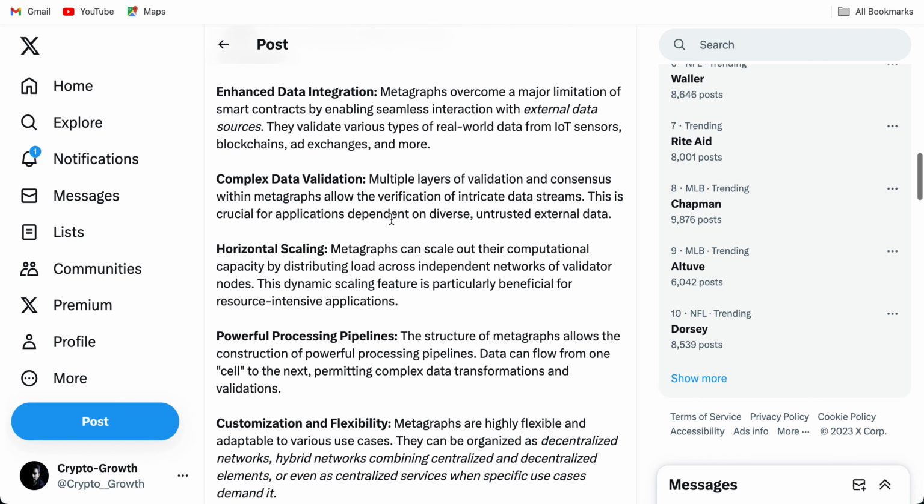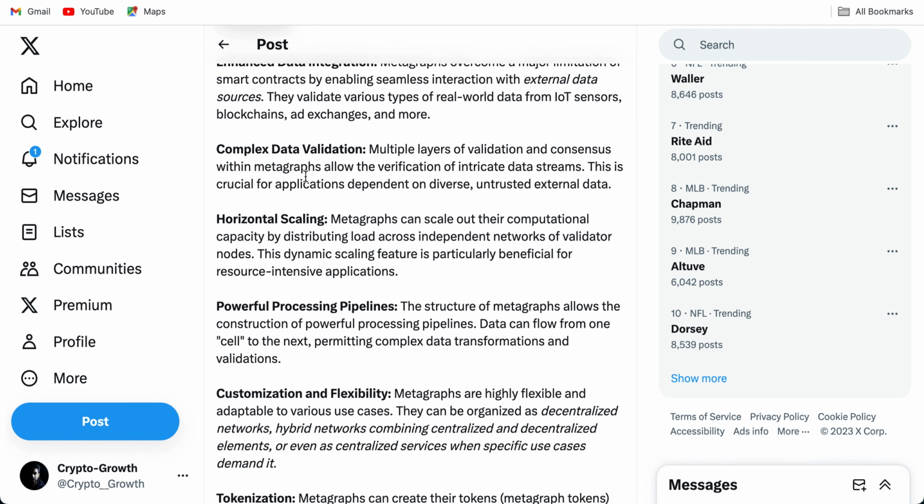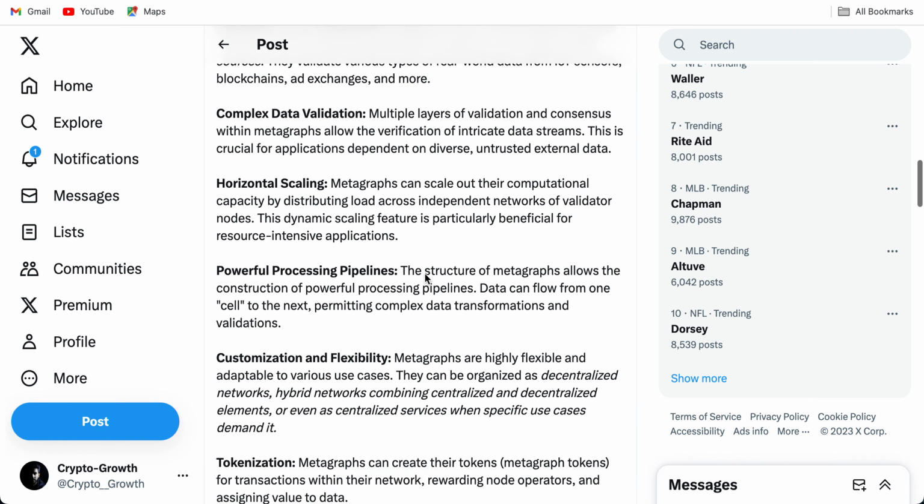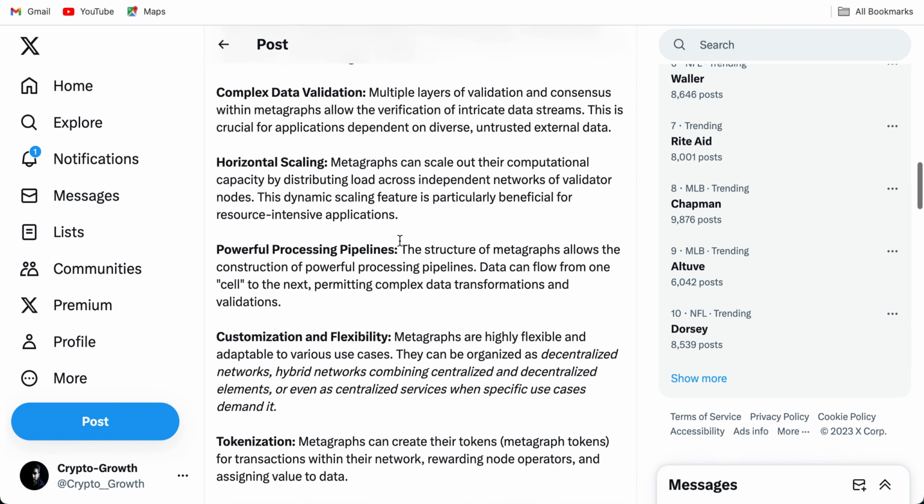Complex data validation. Multiple layers of validation and consensus within metagraphs allow the verification of intricate data streams. This is crucial for applications dependent on diverse, untrusted external data. So basically, it has multiple layers of validation, and it can give correct information regarding complex data, and it also allows for verification of intricate data streams as well. Horizontal scaling. Metagraphs can scale out their computational capacity by distributing load across independent networks of validator nodes. This dynamic scaling feature is particularly beneficial for resource intensive applications.